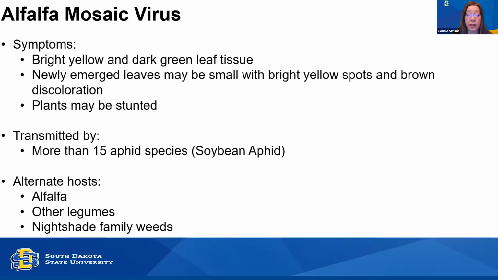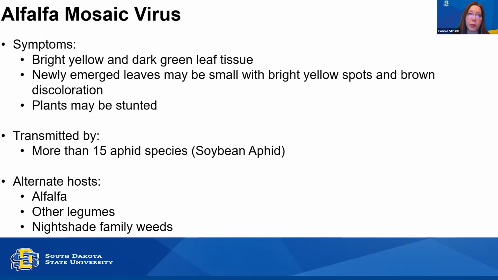With alfalfa mosaic, I think we labeled this one wrong, but anyhow, bright yellow, dark green tissue, newly emerged leaves. They may be small with bright yellow spots and brown discoloration. Oftentimes with viruses, plants may be stunted.